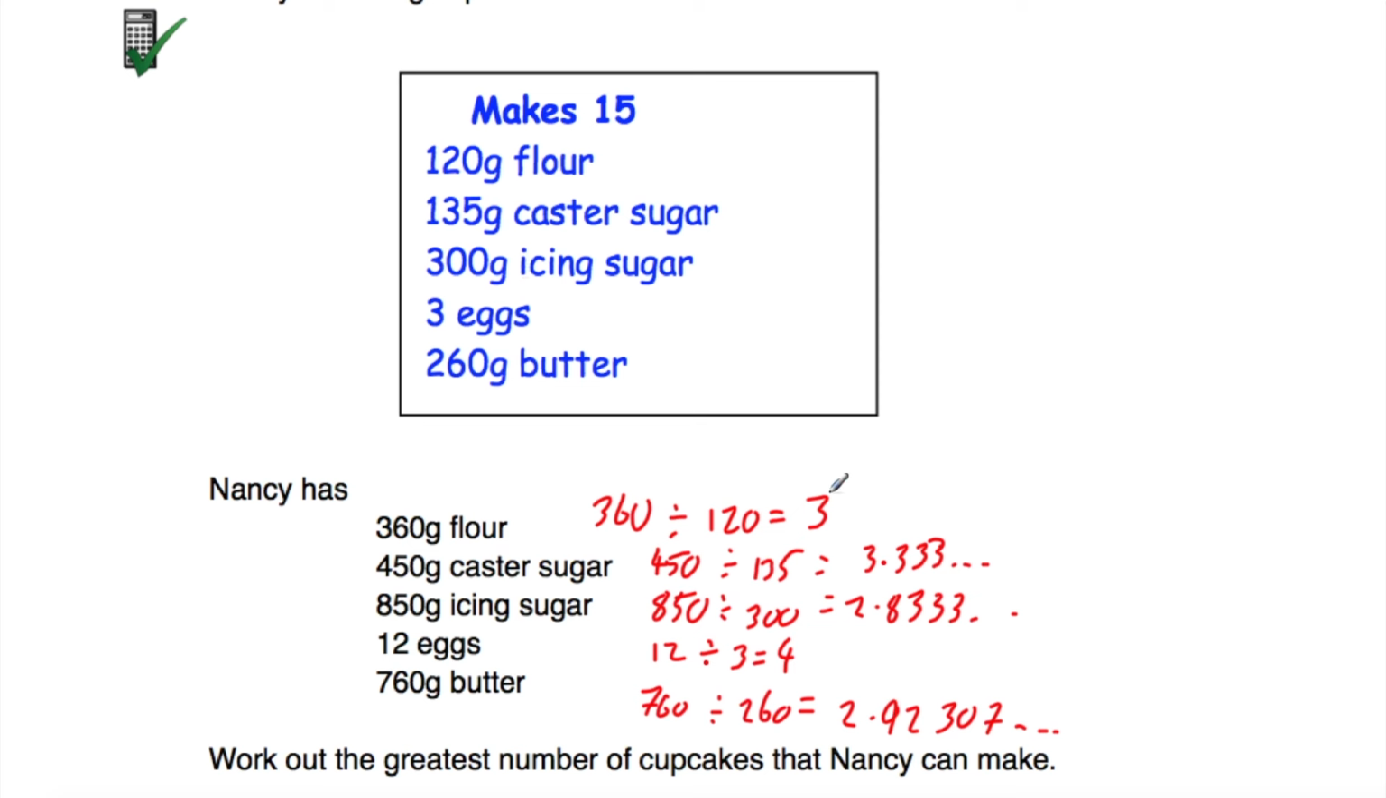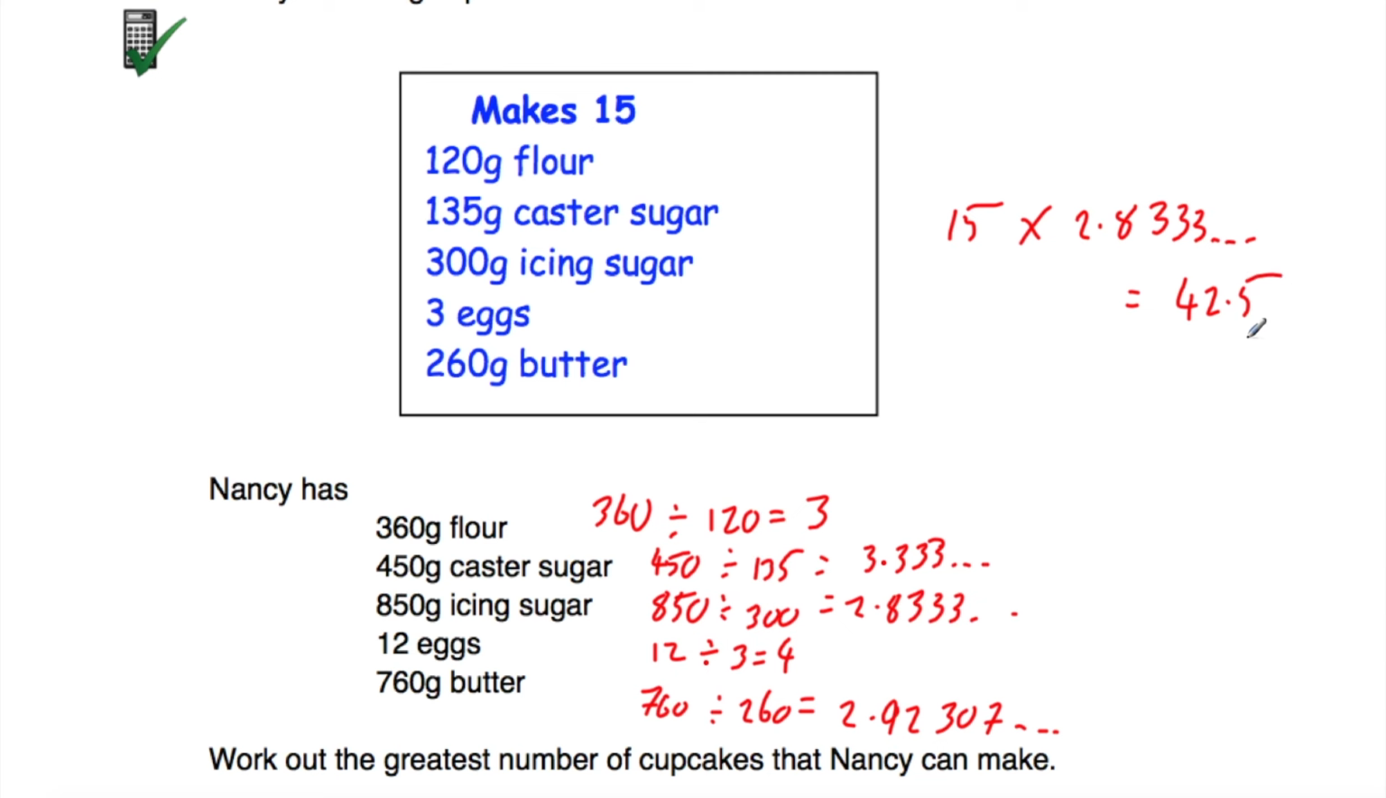As I mentioned earlier, in terms of the flour, she had enough flour to make 3 times as many. So we would take the 15 and times it by 3, so she'd be able to make 45 cupcakes if she had enough of the other ingredients. So here what we're going to do is take the 15 cupcakes, that's how much she can make with that recipe, and multiply by the 2.8333 and so on, because that's as many more times icing sugar as she's got than she needs for this recipe. And 15 multiplied by 2.8333 and so on is equal to 42.5 cupcakes. So that means she's got enough icing sugar to make 42.5 cupcakes.